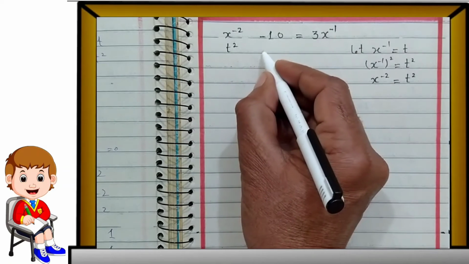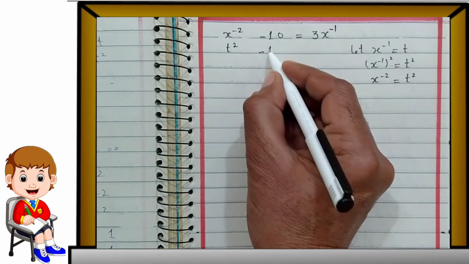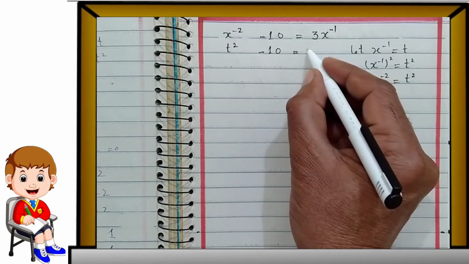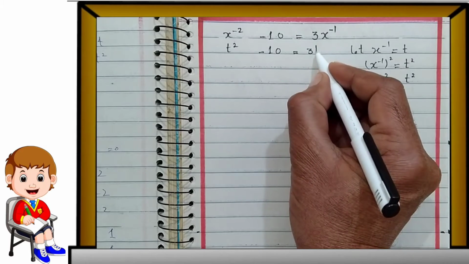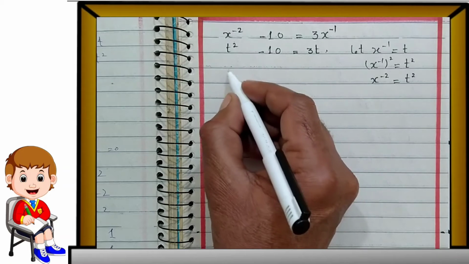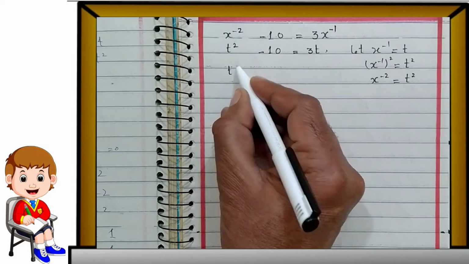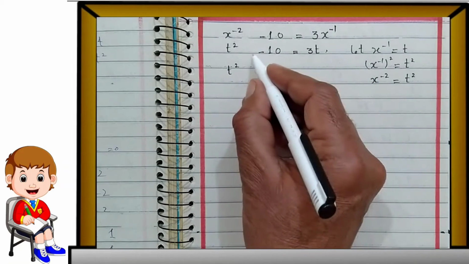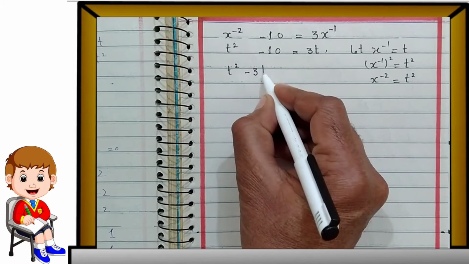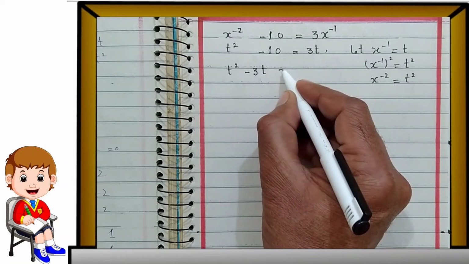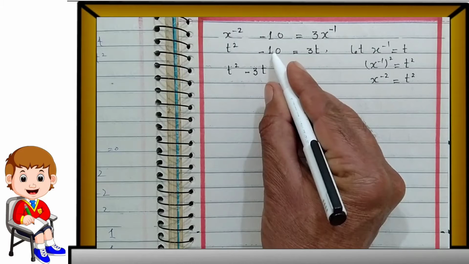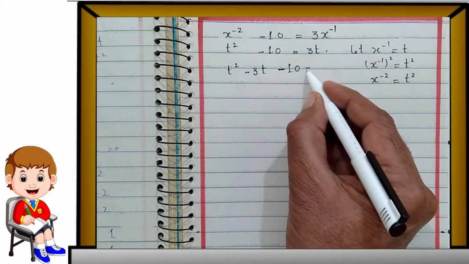t squared minus 10 is equal to 3t. Now we standardize the equation: t squared minus 3t minus 10 is equal to 0.